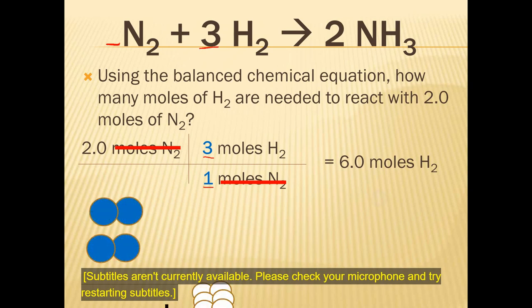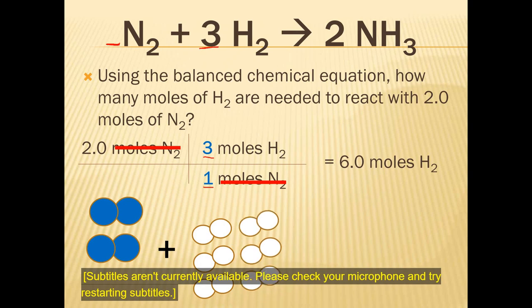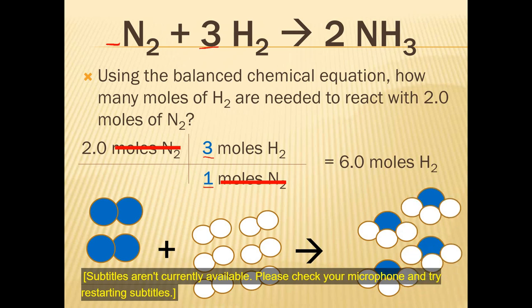So 2 moles of nitrogen need 3 moles of hydrogen. That means I'm going to need a total of 6 of them to make 4 moles of ammonia. Okay, so you need to see it visually, that's what's going on.